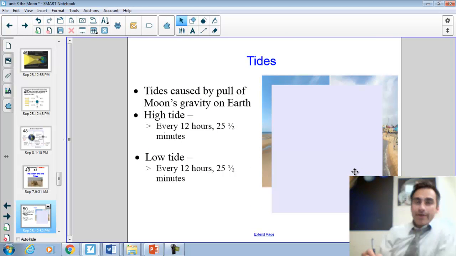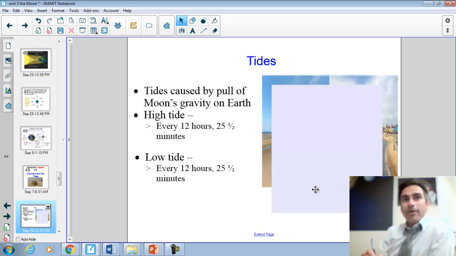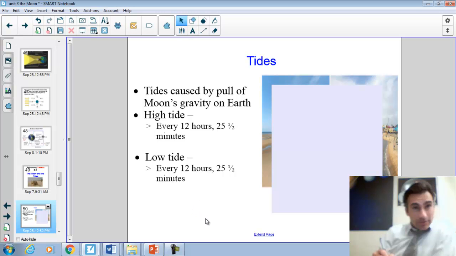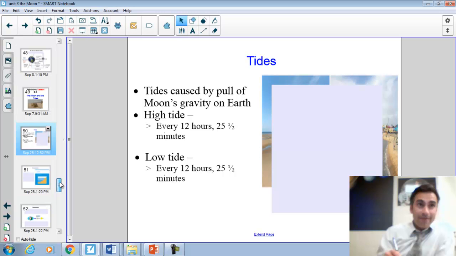Since the moon has mass, albeit not as much as the Earth, but it still has mass, it pulls a little bit on the Earth. And that gives us something called high tide and low tide. High tide occurs every single day, as well as low tide. They both occur about every 12 and a half hours.